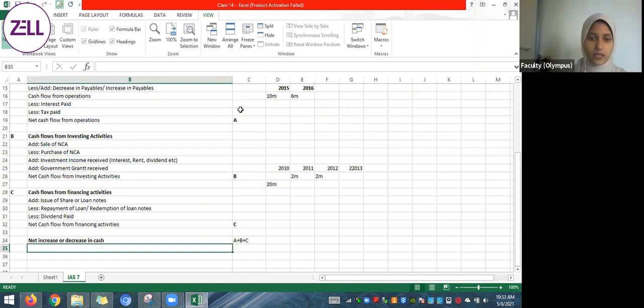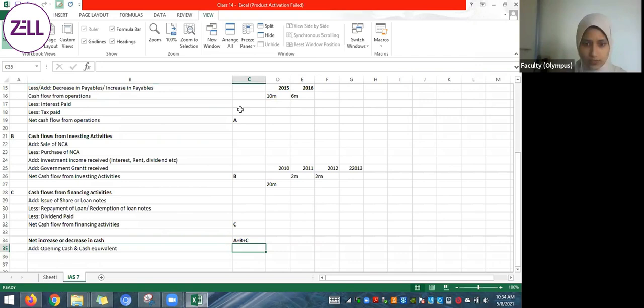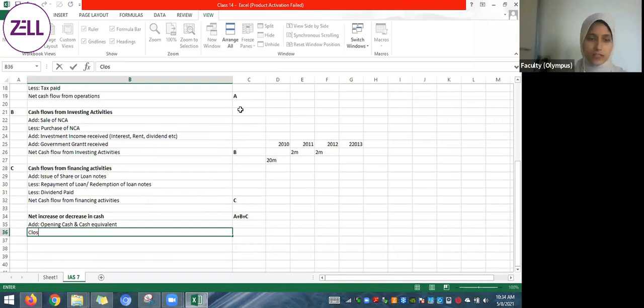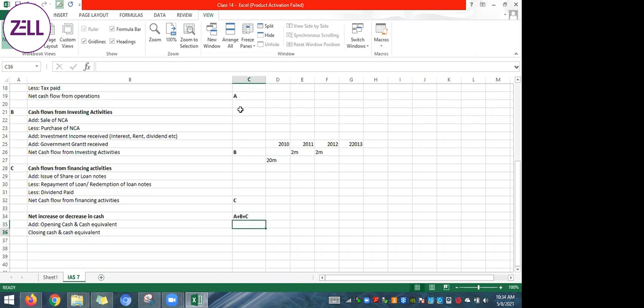Okay. Now, what you can do is to this, you can add your opening cash balance. Opening cash and cash equivalent. Which means if you see last year's balance sheet, you will see a bank and cash position figure. You will add it to the net increase or decrease. Do you have any idea what you will achieve by this? Closing cash. Yes. You will get your closing cash and cash equivalents. So this is a good way to cross check if you've gone right in your cash flows. When you add your opening cash and cash equivalent, you will see whether it tallies with your closing cash and cash equivalent or not.